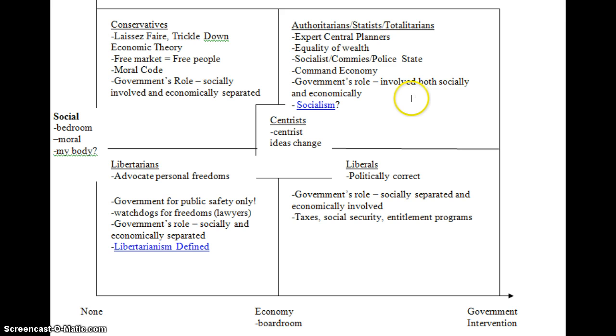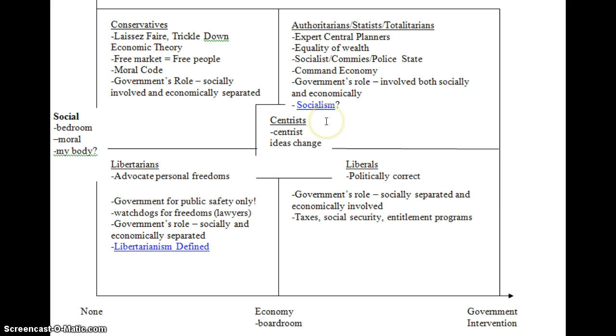And in the middle here we have the centrists or the moderates. Centrists advocate for changing ideas. They advocate for compromise. Centrists may take some issues over here on the liberal viewpoint, other issues over here on the conservative viewpoint, sometimes libertarian, sometimes authoritarian.